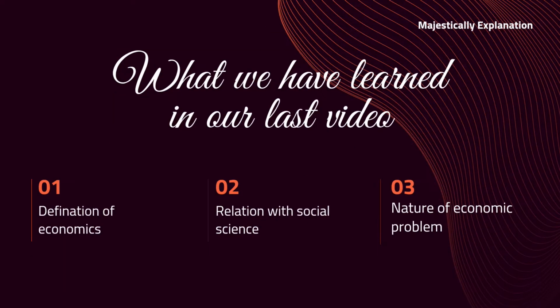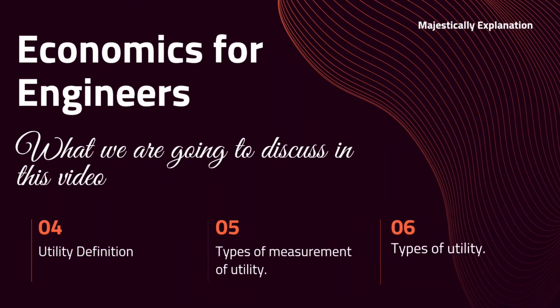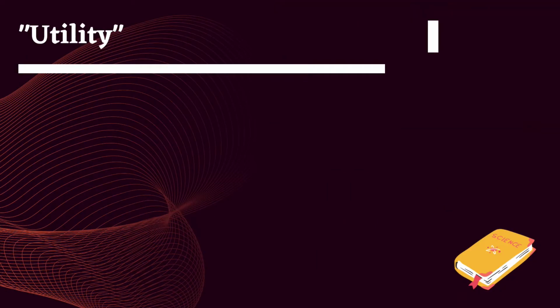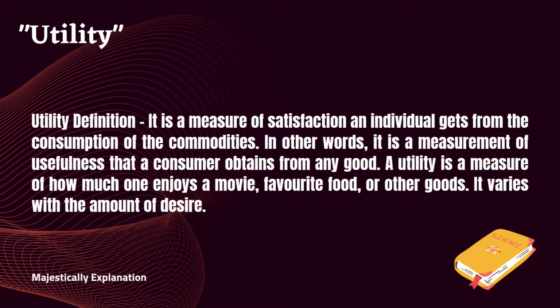What we learned in our last video: we saw the definition of economics, its relation with social science, and the nature of the economic problem. In this video, we are going to see the definition of utility, the types of measurement of utility, and the types of utility.